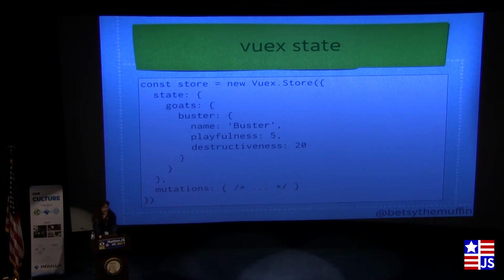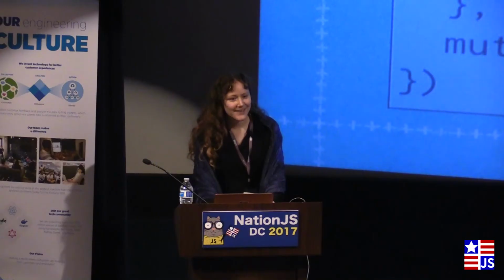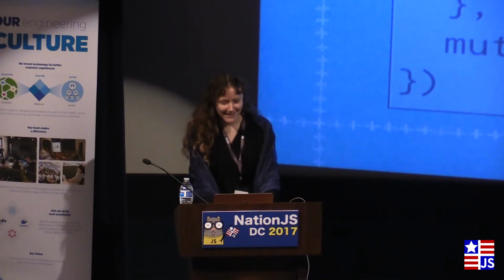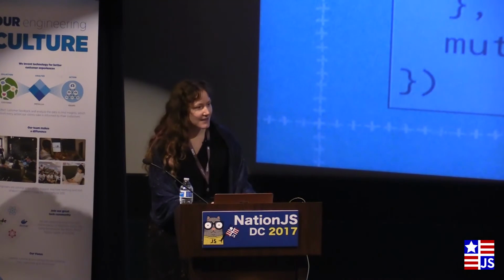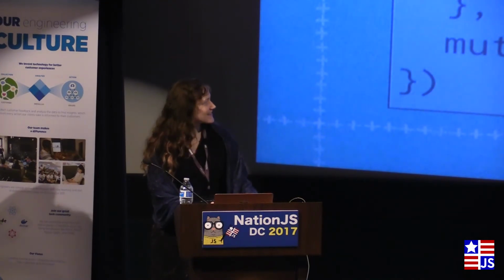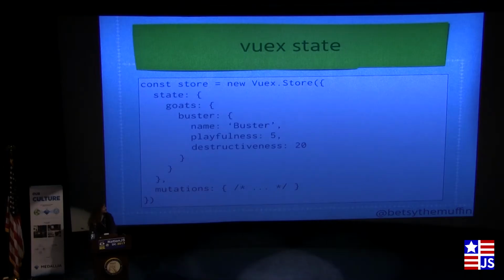A goat named Buster. Let's start by building a basic Vuex store around Buster. We give it an initial application state. In this, we name our goat, and we account for how playful he is, not that very, and how destructive he is. Yeah, he's pretty destructive. These are the most important properties of goats. As Mandy mentioned, I used to live on a goat farm, I know.